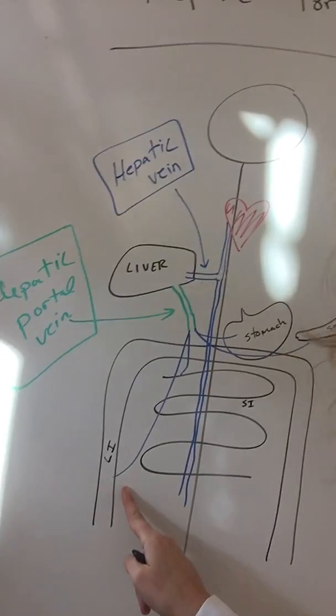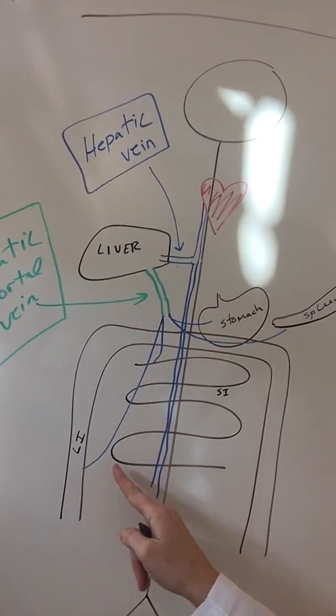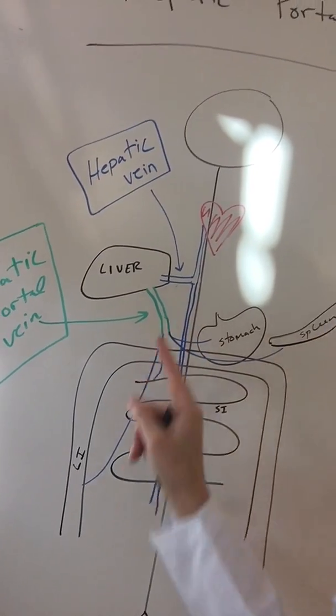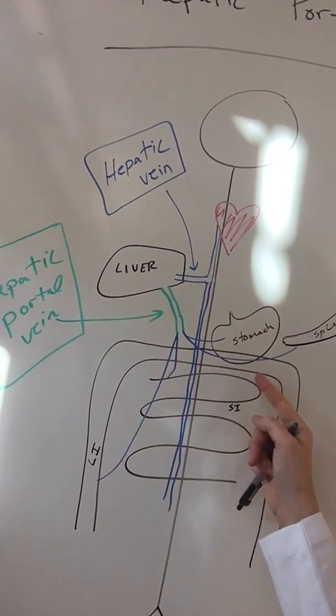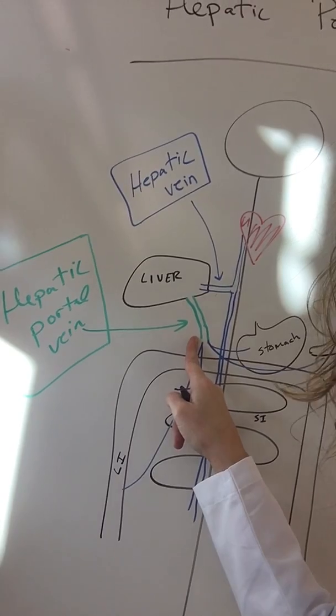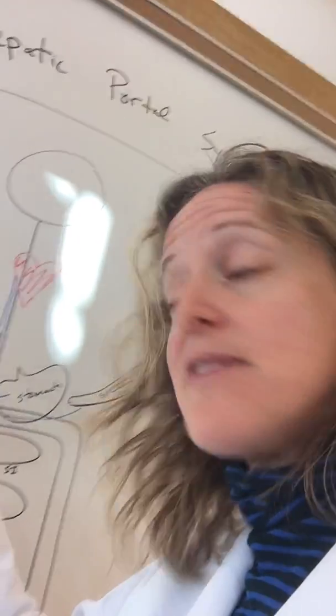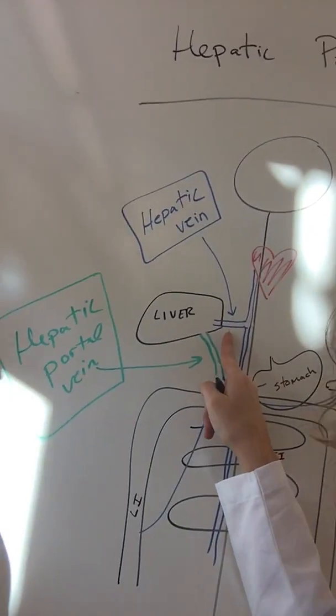Well, these branches from the stomach, spleen, intestines don't go directly to the inferior vena cava. Instead, all these other veins go to the hepatic portal vein, which transports it to the liver. And then from the liver back to the inferior vena cava is the hepatic vein.